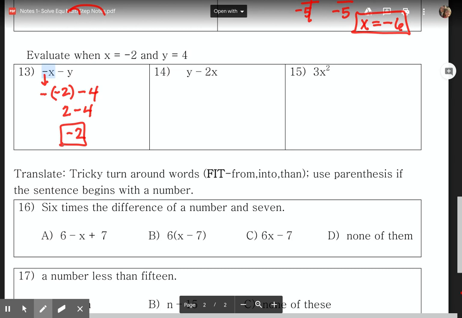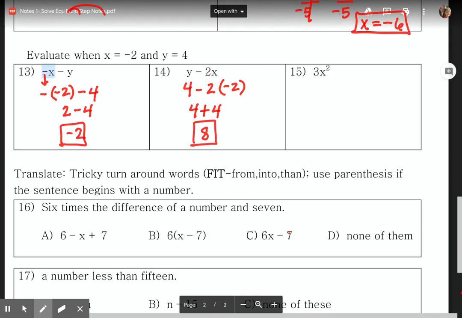All right, so here we're getting an actual number. We're putting numbers in place of letters. All right, let's take a look at 14. Now this is a little tricky because they put y first. So make sure that you substitute the correct number in place of y, minus 2 times x. So I'm going to put parentheses, and our x is negative 2. All right, so we have 4. Now, negative 2 times negative 2 is positive 4. So our final answer would be 8.